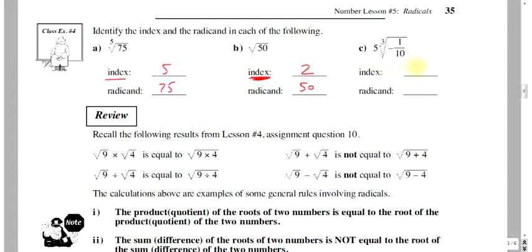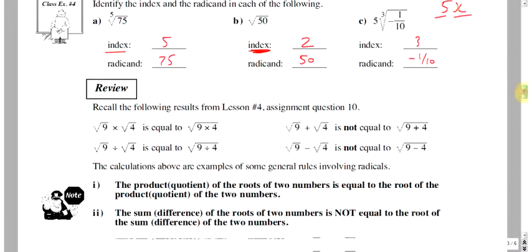The index here, yeah, it's not 53, it's not 5, just the 3. The radicand, that's the number under the radical sign, negative a tenth. Well, what the heck is that 5? Well, yeah, it's multiplied by 5, just call it a coefficient. Right? Kind of like 5x. Variable's x, 5's the coefficient.